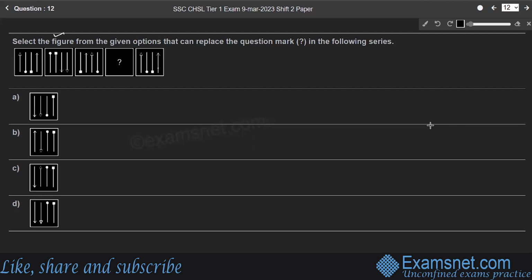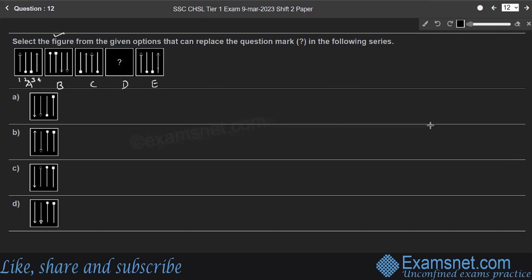Question 12. Select the figure from the given options that can replace the question mark in the following series. So the series has 5 figures, A, B, C, D, and E. We have to find figure D here, right? Each figure has 4 lines: 1, 2, 3, 4, right?